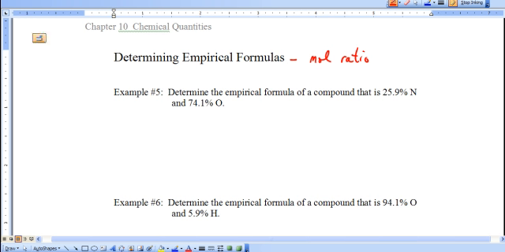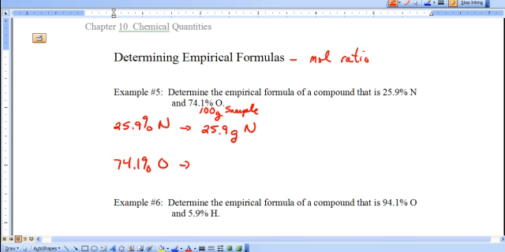And so if we have a substance that is 25.9% nitrogen and it is 74.1% oxygen, it doesn't matter what size sample that we use, it will always be those percentages. So to make life easier on us, we're going to assume that we have a 100-gram sample. If you have a 100-gram sample, 25.9% of that will simply be 25.9 grams of nitrogen. And 74.1% of that 100 is simply 74.1 grams of oxygen. Now you don't have to pick a 100-gram sample, but it makes the math very, very easy to look at.